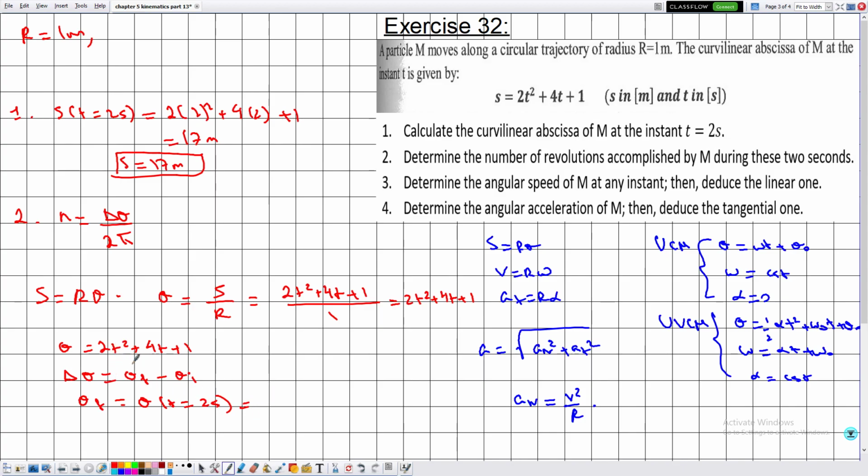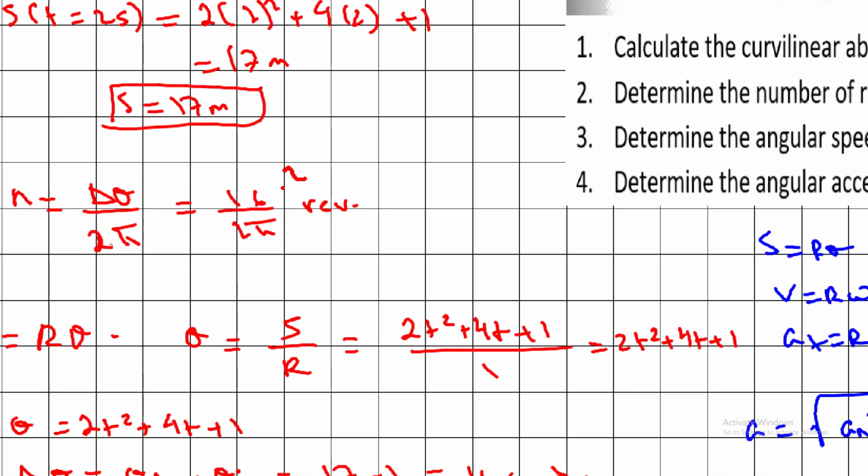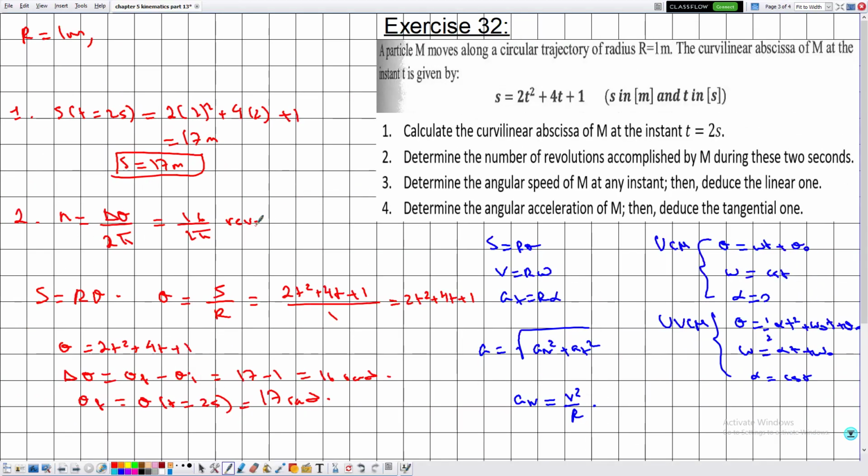Replacing the value of t by 2, this is given by 17 radians. So delta theta is equal to 17 minus 1, which is equal to 16 radians. Now 16 divided by 2 pi, so this is the number of revolutions. The decimal value of this is almost 2.54, and the revolutions is given by an integer number, so it is almost 2 complete revolutions.